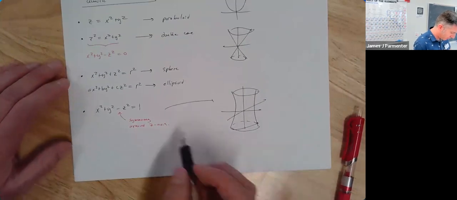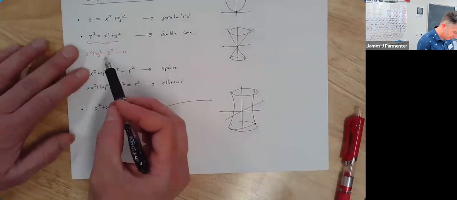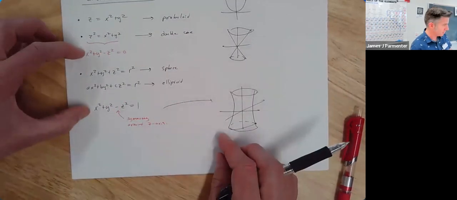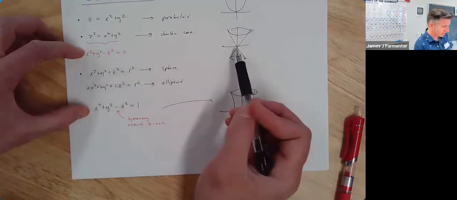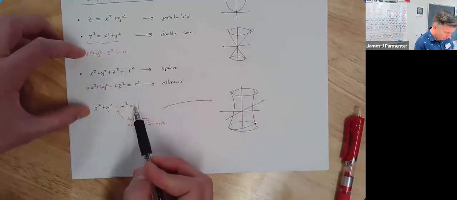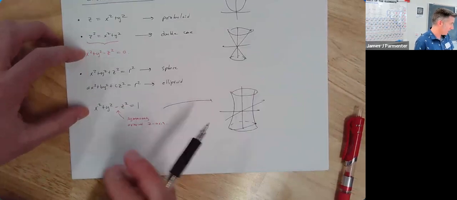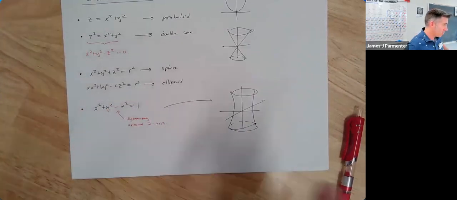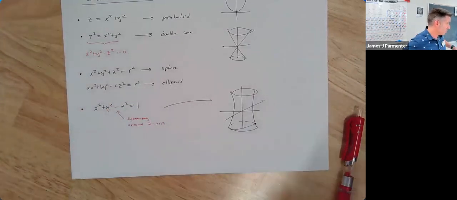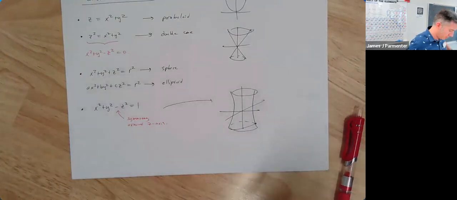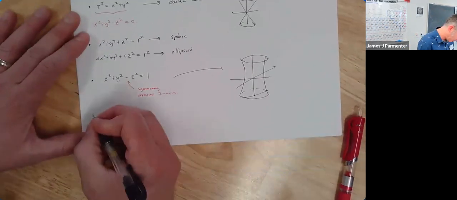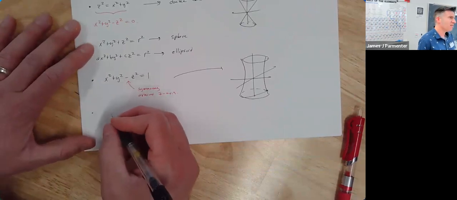But I want to point out that I kind of think of these together. The difference here is that here it's equal to 0, so you get the origin. Here it's equal to 1, so you can't get the origin anymore. You have to let either X or Y be larger when Z is 0 so that you get the graph shape.